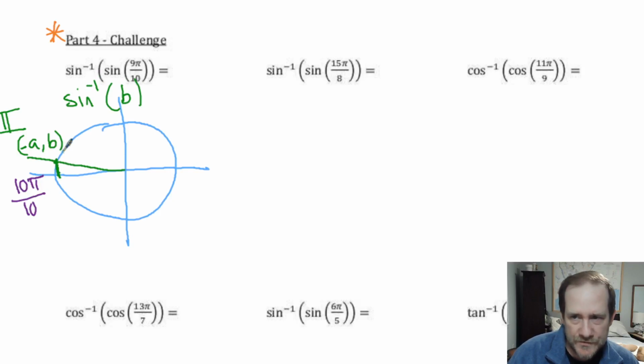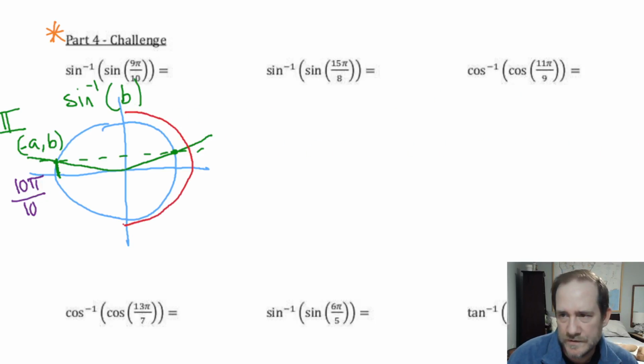Well, b is this vertical distance. Couldn't I map it over to here and get the same vertical distance over here? Aren't I talking about two angles with the same reference angle? So the inverse sine would be this guy, because we have to use the angle from the correct quadrant, right? This angle, 9 pi over 10, is in the wrong quadrant. We need the angle from the right quadrant that has the same y value. So we're using the same kind of symmetry I just talked about.